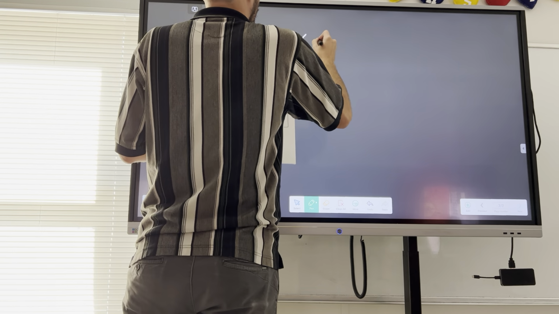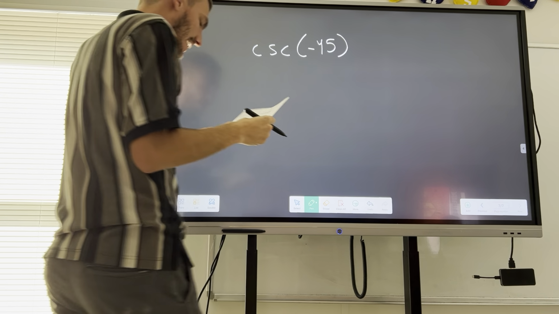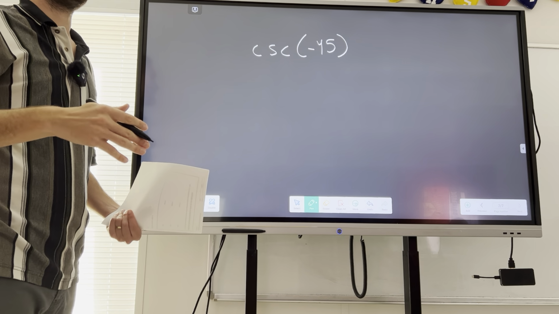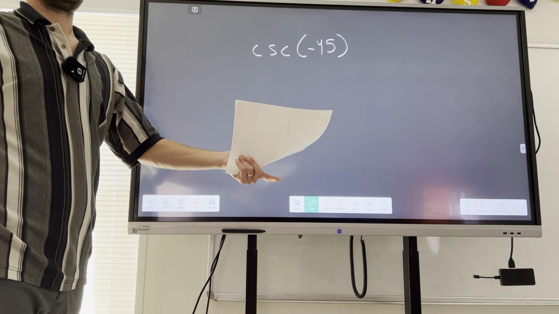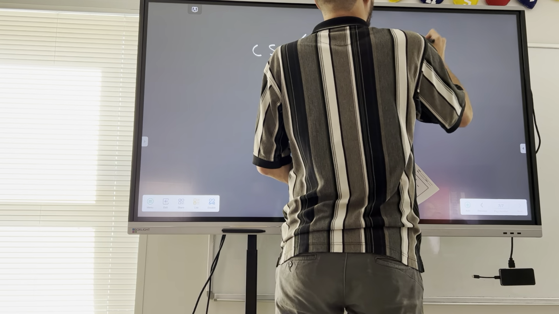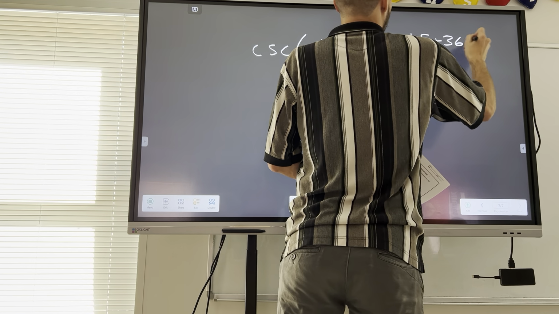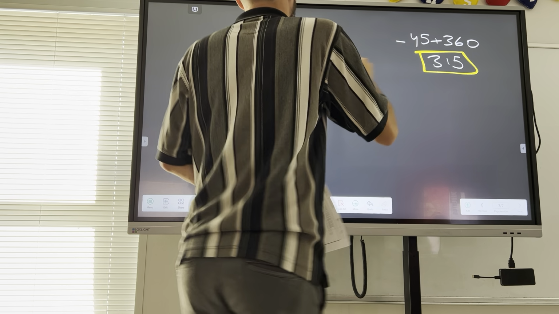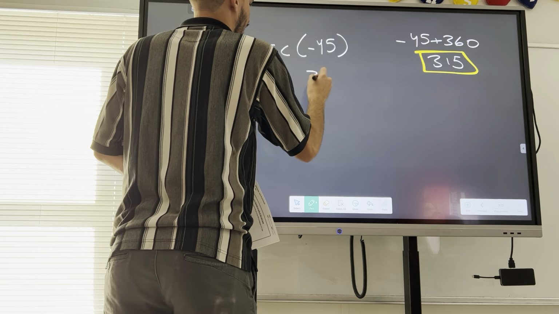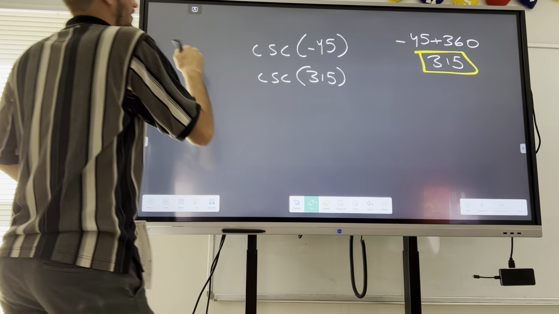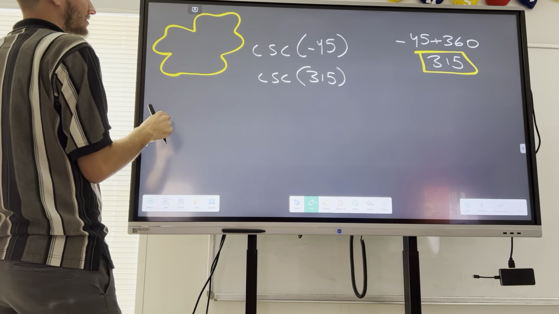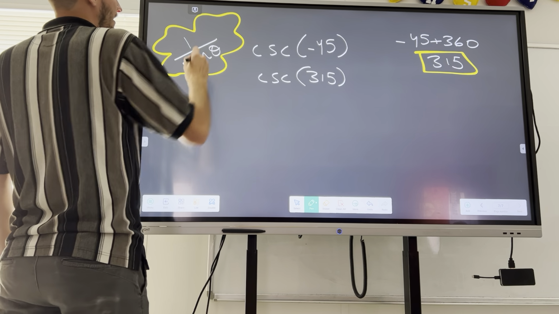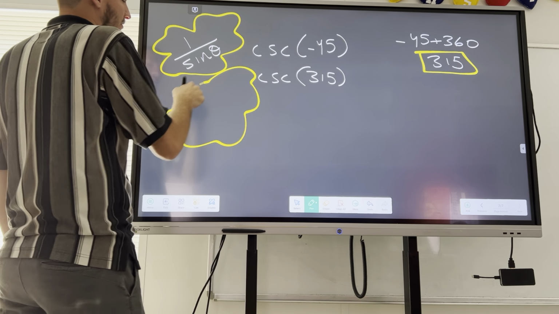Cosecant of negative 45. Negative 45. Do we just want to leave it negative or we want to do coterminal? Sure, coterminal. Negative 45 plus 360 is 315. Okay, nice. So this is basically the cosecant of 315. Cosecant is whose friend? Sine. And 315, which quadrant are we in?